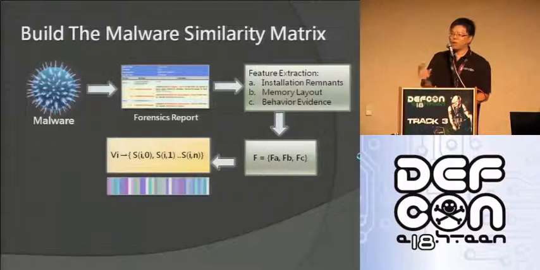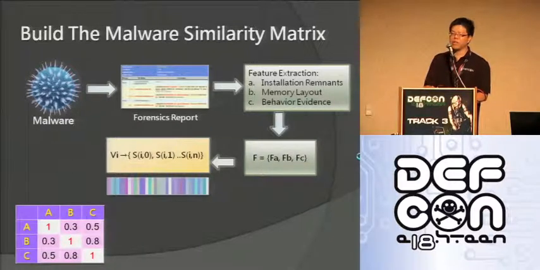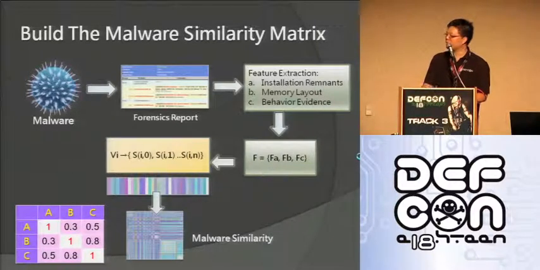And then every malware that has this score will be compared against another malware instance, and then you can get a similarity. And then we compare with every malware instance, you get a vector of similarities. And then finally, you get a matrix of similarities. And this is how we come up with the matrix after all.